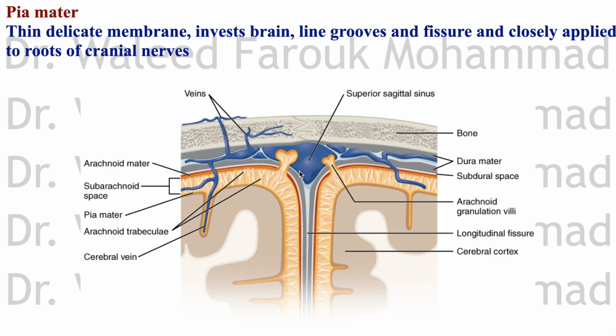Pia mater is a layer of endothelium that covers the brain and runs through the sulci and gyri, and it's a delicate membrane. It differs from the other coverings in that it runs through the sulci and gyri of the brain, closely adherent to it, as you can see here.